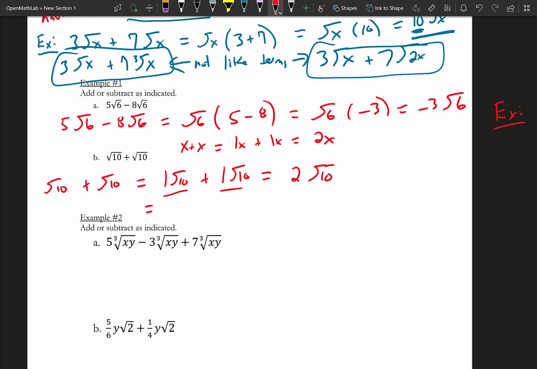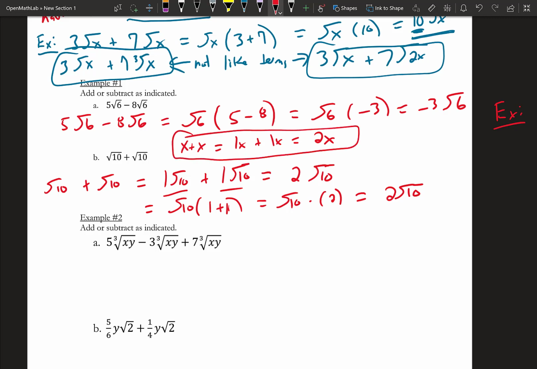If you wanted, you could factor out the radical 10 from both terms, and you would get 1 plus 1, which of course equals radical 10 times 2, and that's the same thing as 2 times radical 10. So either way, you can write it out by factoring it out, or just use the same ideas as when we add variables together. We don't normally write it that fashion. Maybe when you first learned it, but later on, it's not really necessary.